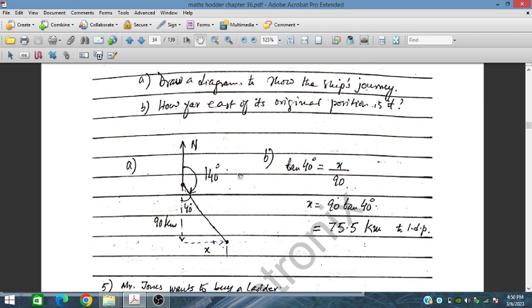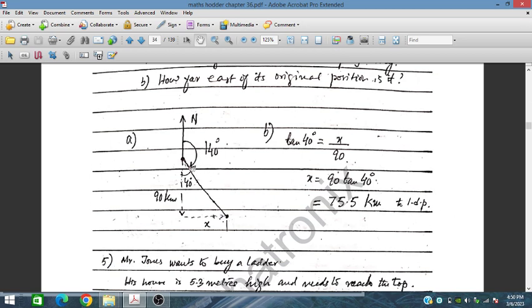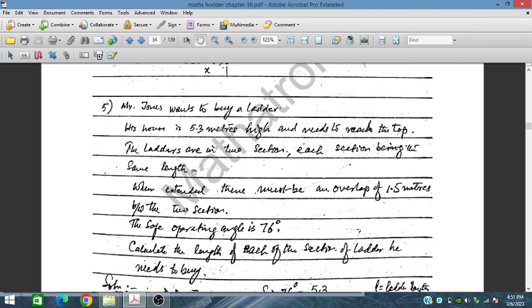So the diagram is obtained, and in part B we have to find this x. So tangent 40 degrees is x upon 90. So x is equal to 90 times tangent 40, which is 75.5 kilometers to 1 decimal place. So this part is very important.